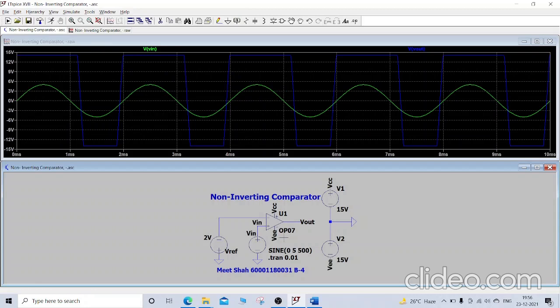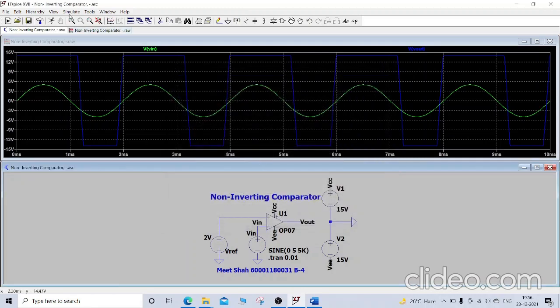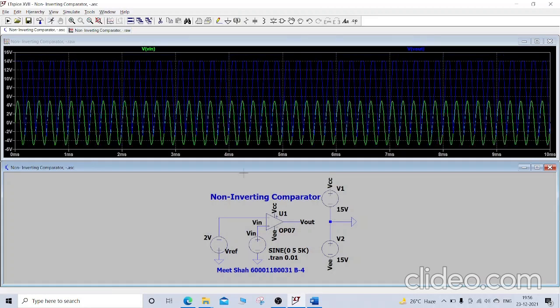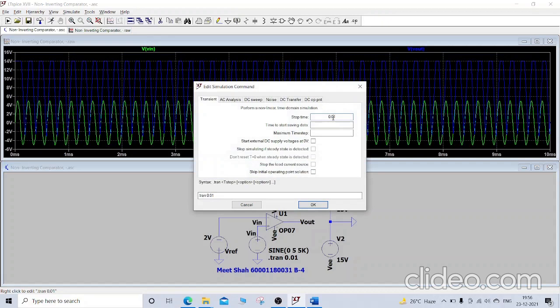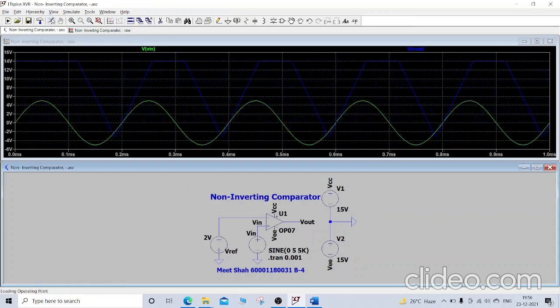Now we'll change the value of frequency to 5 kilohertz. Here we'll have to change this value. So we are giving 0.01. So we can see we are getting a triangular wave as our output. So this was comparator. Now we go to zero crossing detector.